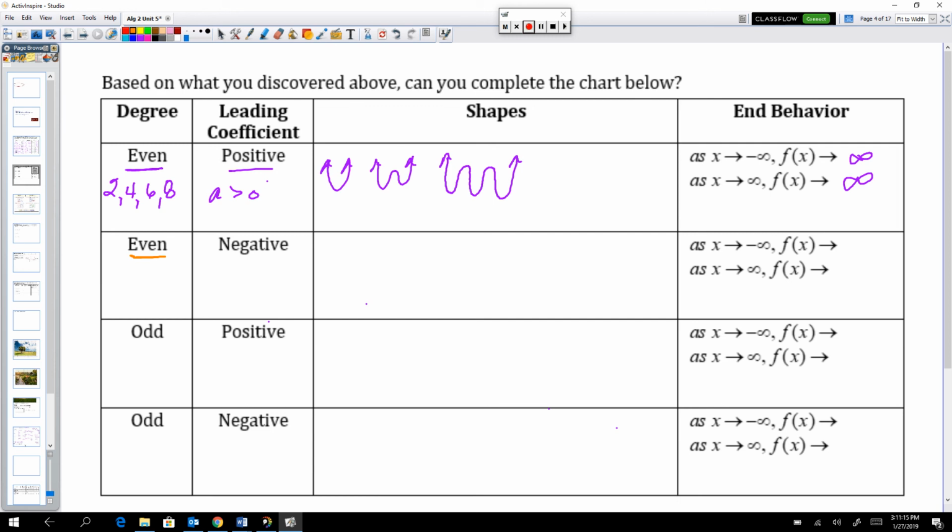If the degree is even, 2, 4, 6, 8, etc., and the leading coefficient is negative, or a is less than 0, you will see this happen.